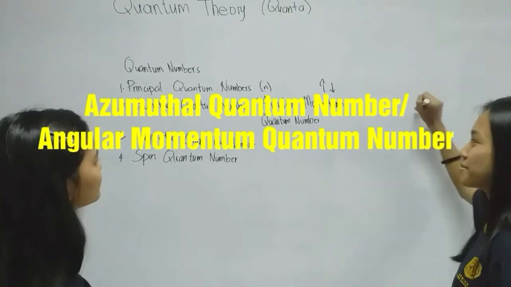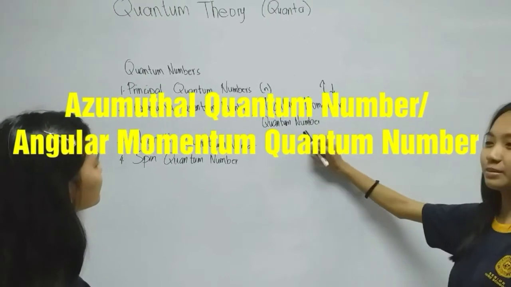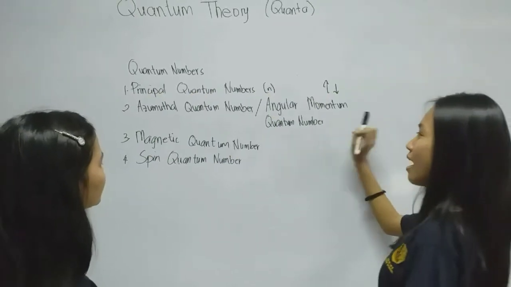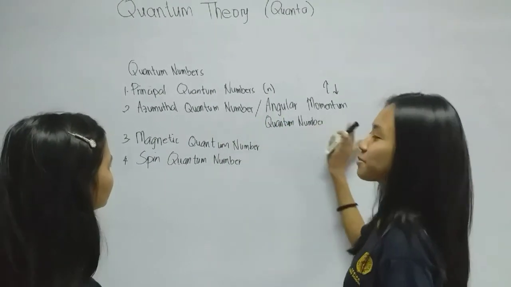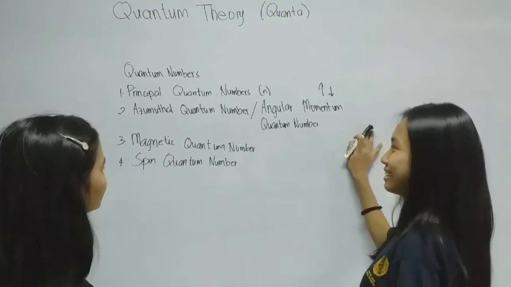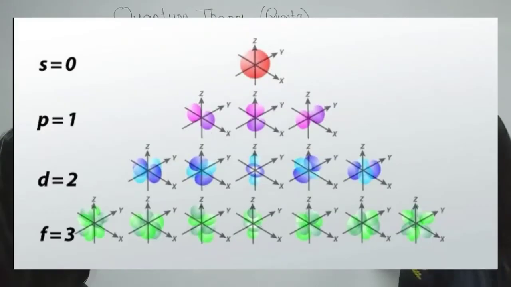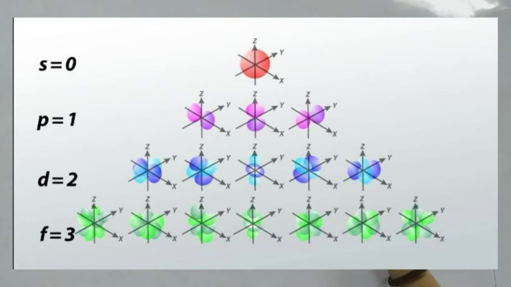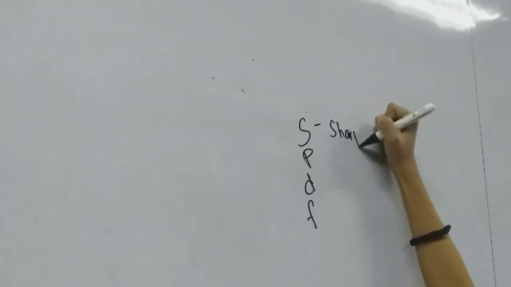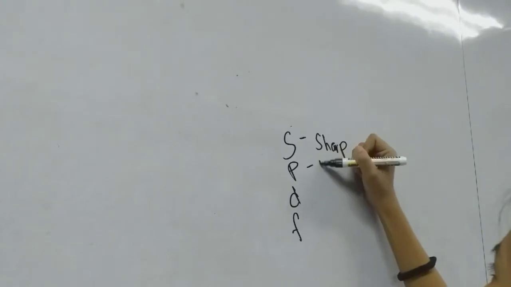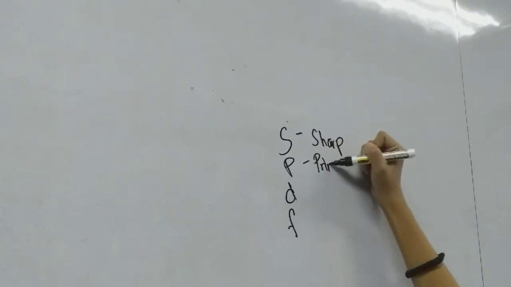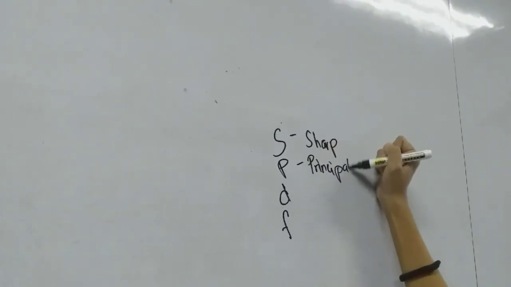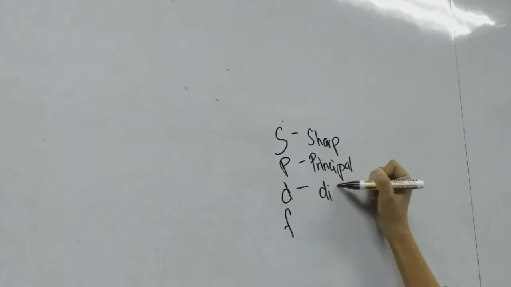Azimuthal quantum number, or angular momentum quantum number, describes the shape of a given orbital. A value of the azimuthal quantum number can indicate either an s, p, d, or f subshell. S, P, D, F: s for sharp, p for principal, d for diffuse, and f for fundamental.